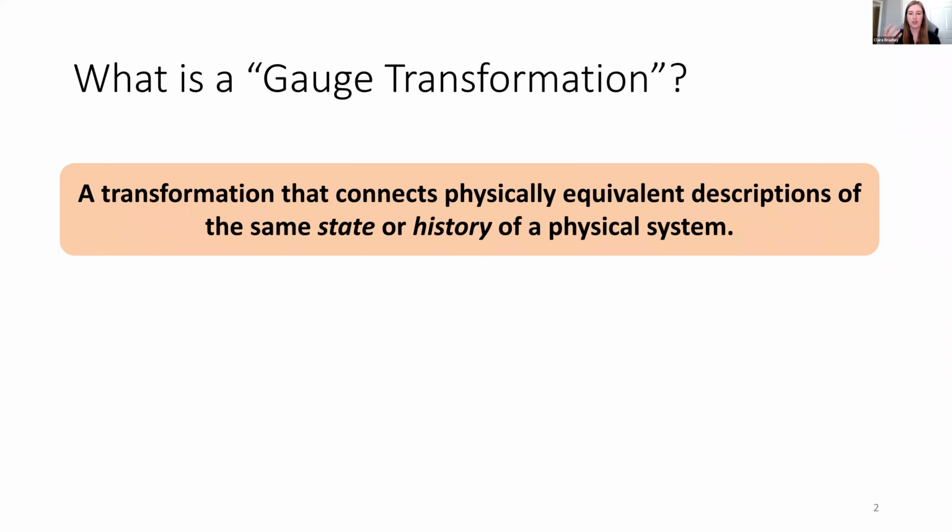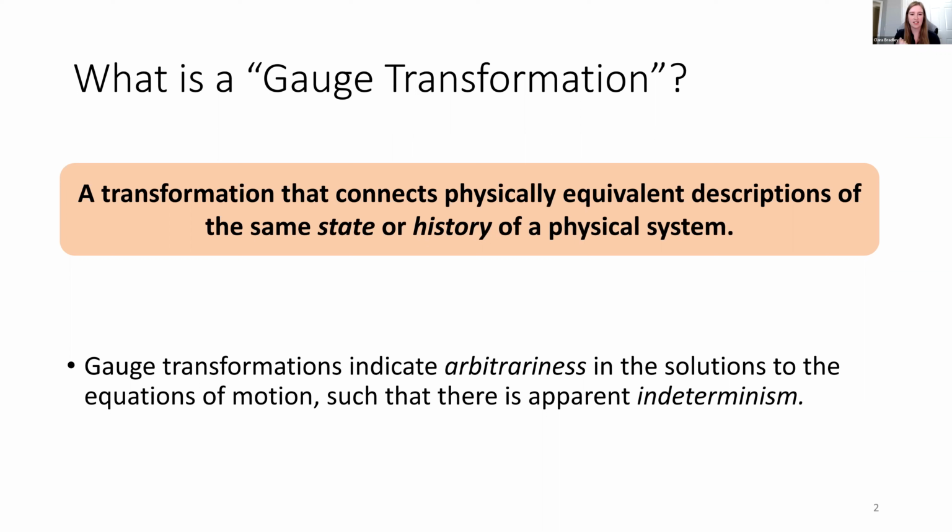But one thing that's generally agreed upon is that the existence of gauge transformations indicates that there is arbitrariness in the solutions to the equations of motion. The reason being that if we have physically equivalent states or histories within our theory, then our equations of motion will be such that there is not a unique evolution from some initial point. And this leads to apparent indeterminism in the theory, apparent because it's regarded as a feature of our mathematical description and not of the world.